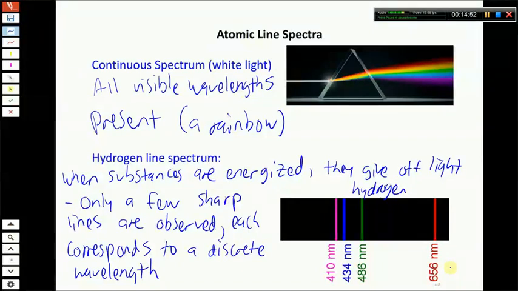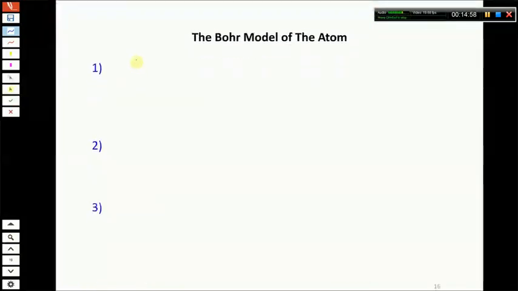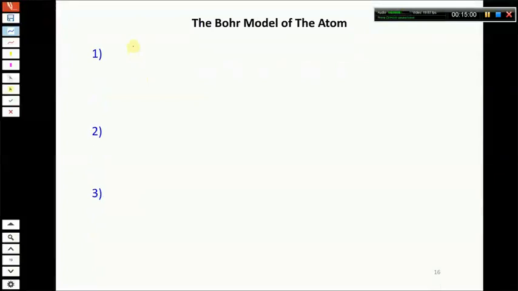So the solution to this was proposed by Niels Bohr, and he came up with a model of the atom to explain this. His model is specifically for the hydrogen atom. It works okay for some other things, as we'll see, but it's pretty limited. But anyway, for the hydrogen atom, which is what the Bohr model applies to, it only has certain energy levels that are allowed.